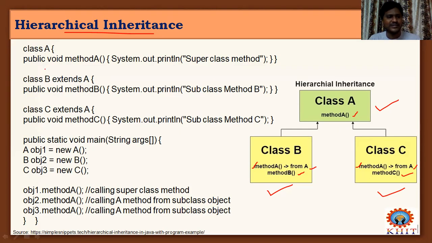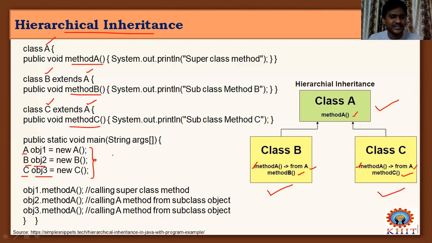Coming to the programming point of view, this is the superclass with method A, and this is subclass B extending the properties of superclass A and having method B. And class C is also a child class extending the properties of superclass A, having method C. Coming to the main method, I have created objects of these: object 1 of the superclass, object 2 of a subclass, and object 3 of a subclass.